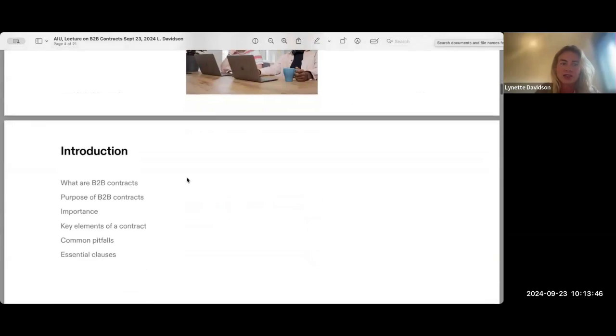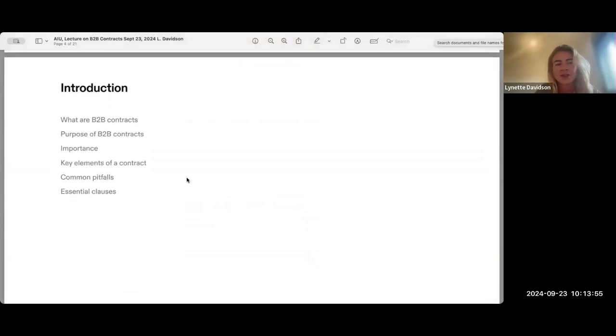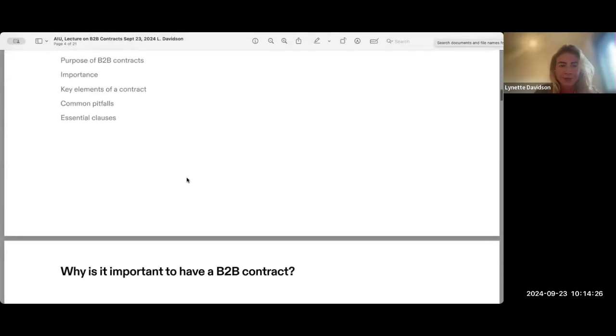So we have now discussed the very basic understanding of what business-to-business contracts are. The purpose can be different. It depends on the type of business-to-business contract, and I'm also eager to hear if you can think of any type of agreement in a bit. The importance can be of major role, which we will discuss later. We will also discuss today the key elements of a contract, the common pitfalls, so hopefully you can learn from them and avoid these in your own personal life as well, and the most essential clauses that should be covered in a business-to-business contract, generally speaking.